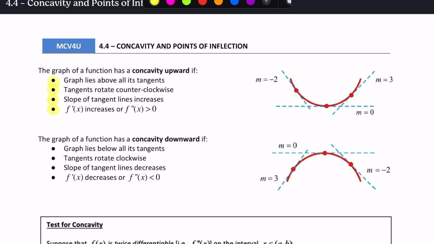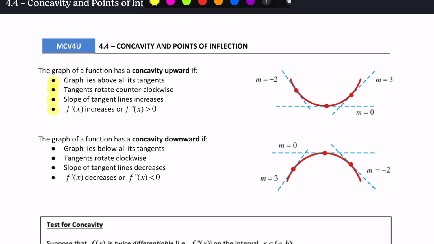So here on the right, it shows a picture. The slope starts at -2, and then there's a slope that's equal to 0, and then the slope becomes 3. Here again, at the slope of 0, we'll look at something called points of inflection, which we'll look at in this lesson as well.